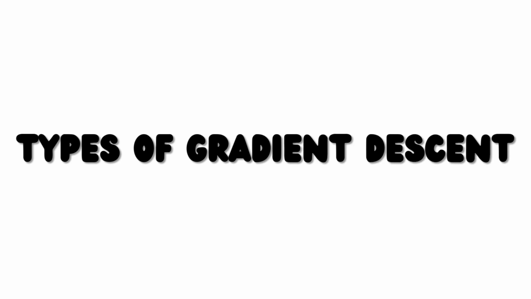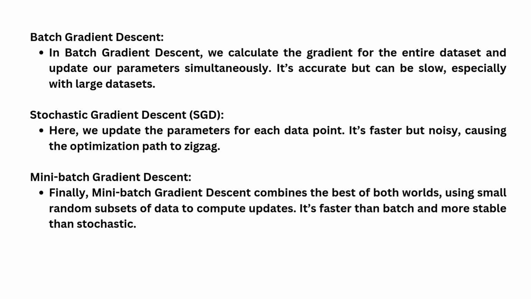Types of gradient descent. Gradient descent comes in three main flavors, each suited for different situations. Batch gradient descent. In batch gradient descent, we calculate the gradient for the entire dataset and update our parameters all at once. It's accurate but can be slow, especially with large datasets.